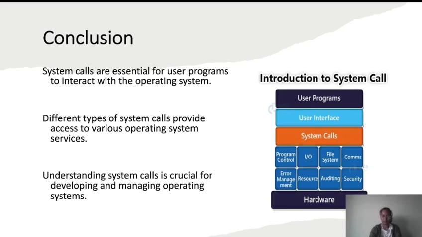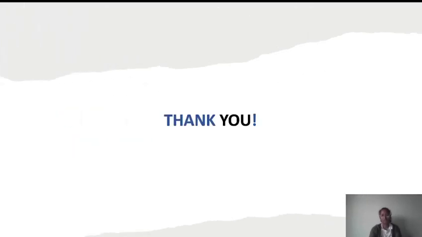Finally, the conclusion. System calls are essential for user programs to interact with the operating system. Different types of system calls provide access to various operating system services. Understanding system calls is crucial for developing and managing operating systems. So that is it about the system call and different types of system calls.